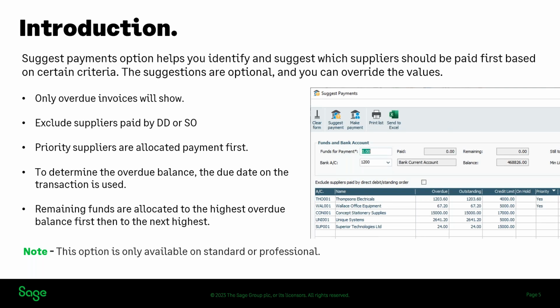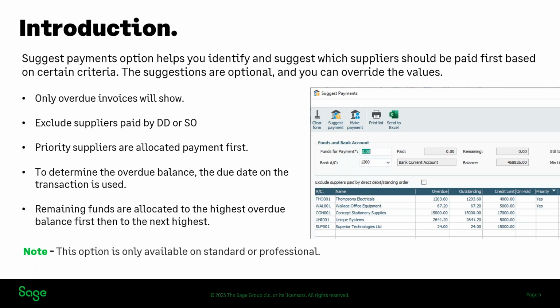So, introducing the suggest payments option. The suggest payments option helps you identify and suggest which suppliers should be paid first based on criteria. I'm going to make it clear now, the suggestions are optional and you can override the values that the program suggests. Within this window, only overdue invoices will show. There is an option to exclude suppliers paid by direct debit or standing order. Priority suppliers are allocated payment first. Funds are allocated to the highest overdue balance first, then to the next higher overdue balance, and so on and so forth.